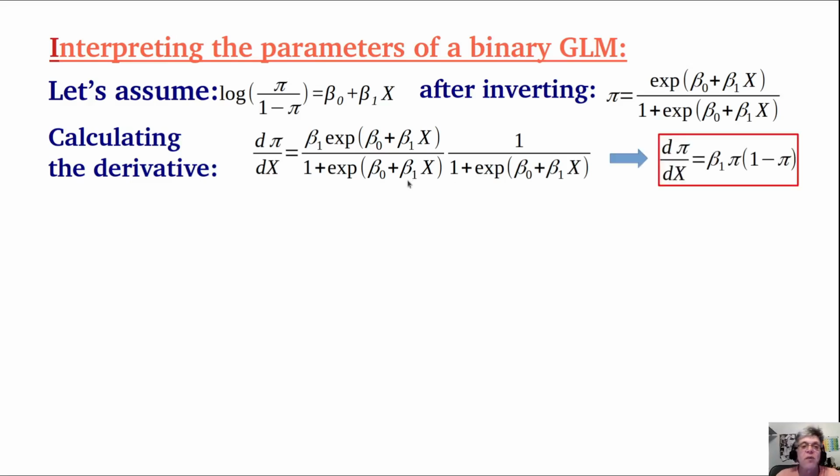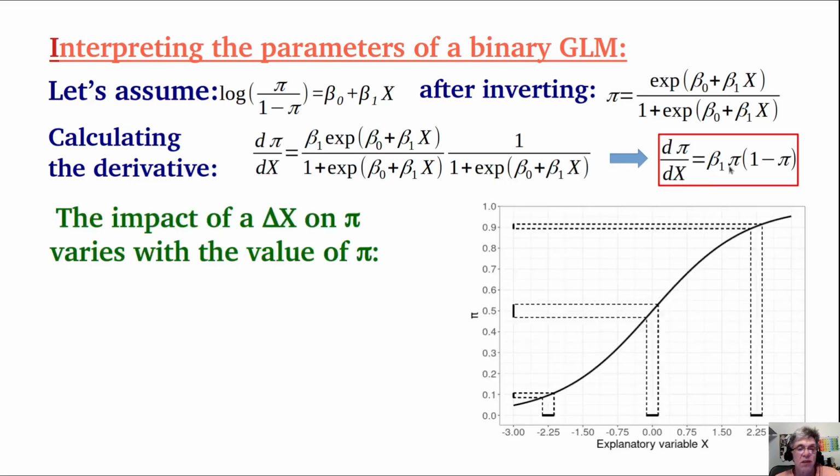We can actually notice that what I'm highlighting on the screen is p, and this is 1 minus p. So we see that the derivative, the rate of change of the probability of success for any infinitesimal change of the explanatory variable, is a function of p, the probability of success. And this is the sigmoid function that we wrote before.